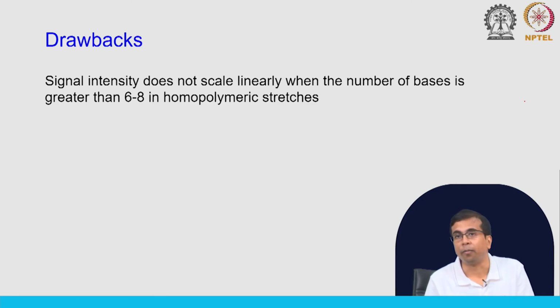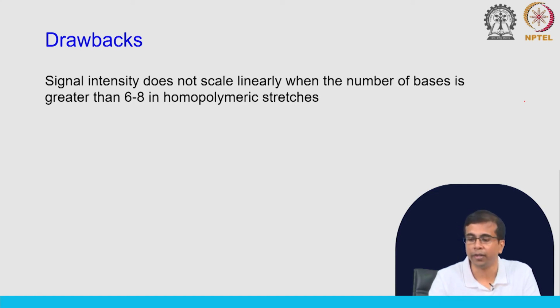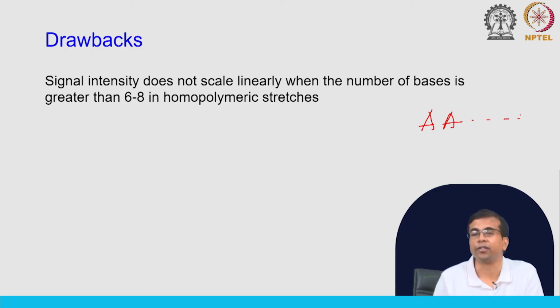There was a bigger problem with 454: the signal intensity was not linearly proportional when the number of bases was greater than 6 to 8 in homopolymeric stretches. There are regions in the genome where you see a single base repeated multiple times. This is quite common across the human genome as well as other genomes. One base, for example A, is repeated 10 times, 20 times. You have these variations across genomes. In some places it is maybe 5 times, in some places 8 times, in some places 12 times, some places 20 times, and so on. These regions are called homopolymeric stretches.